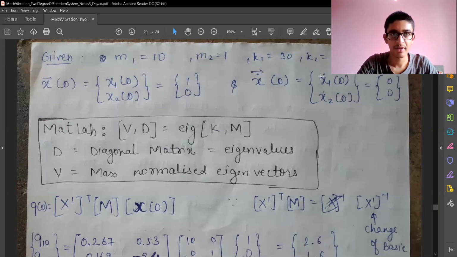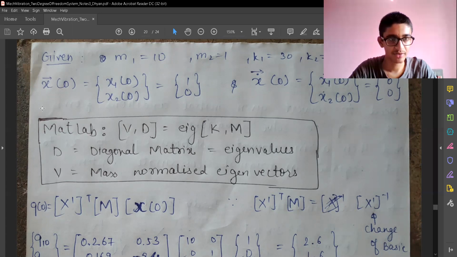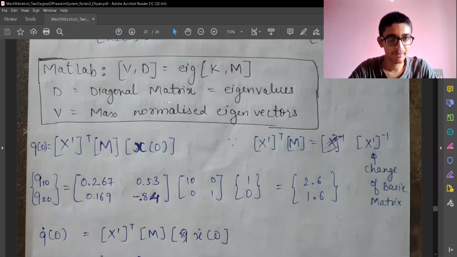Let's take some numerical values for better understanding. We have been given m1 and m2, which are 10 and 1. These are the same values we have seen earlier. K1 is 30, K2 is 5, K3 is 0, and the eigenvectors are also given. These are the displacements given at time t equal to 0, and the velocity at time t equal to 0 is 0 for both the masses.